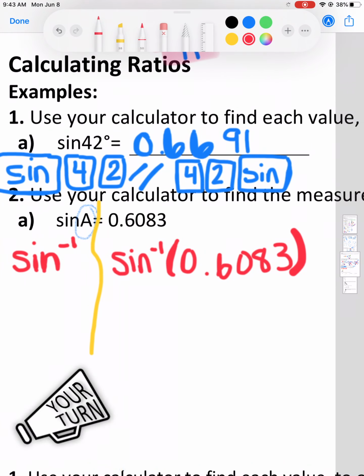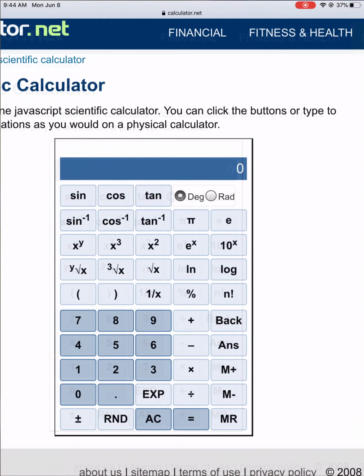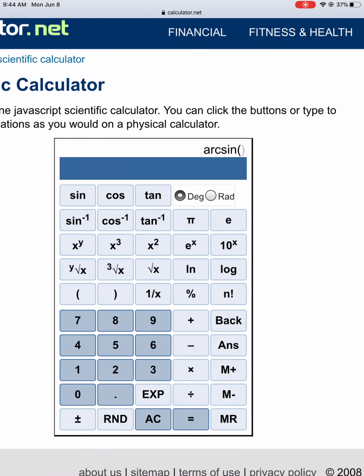Okay. Same thing here, sine A. As you can see, we're solving for this guy here. That means we have to do sine to the minus 1, 0.1425. Okay? So sine to the minus 1, don't worry about that arc sine, okay? Just ignore it for now. 0.1425.